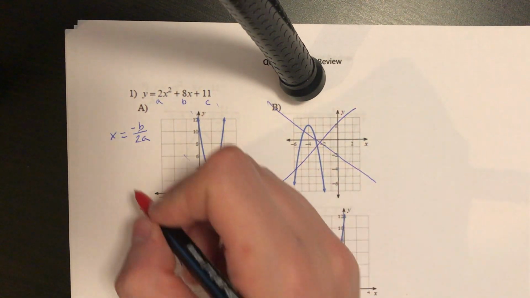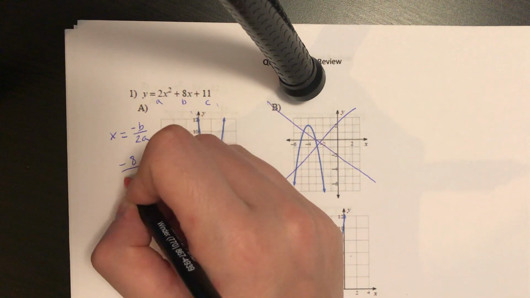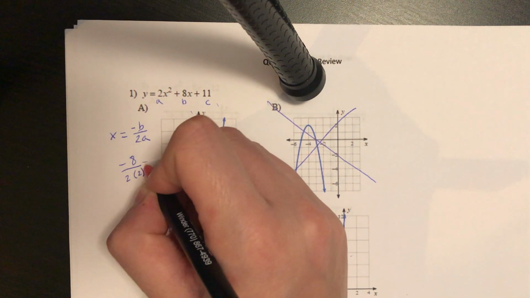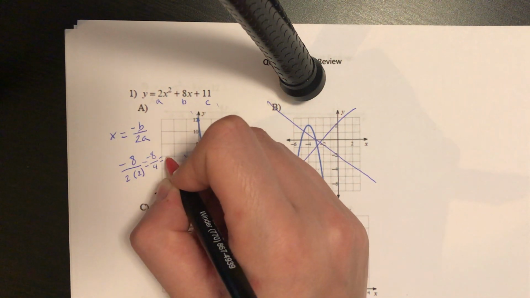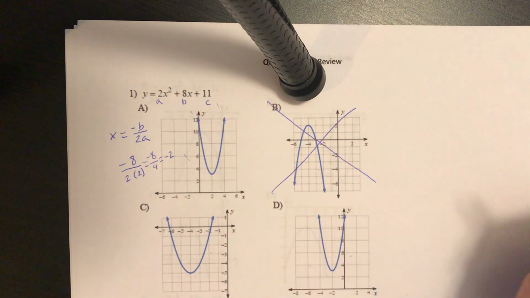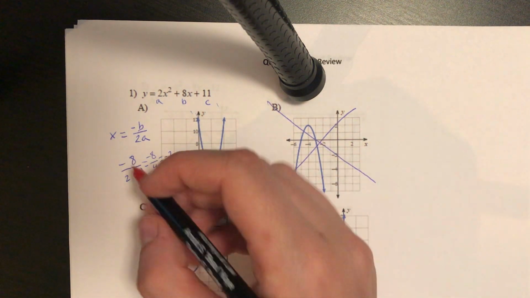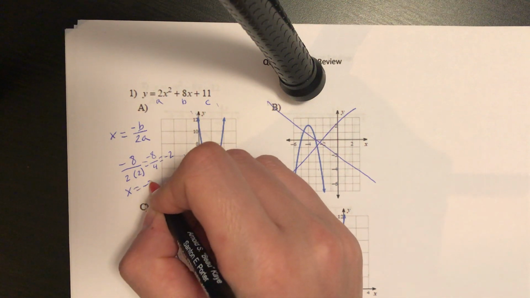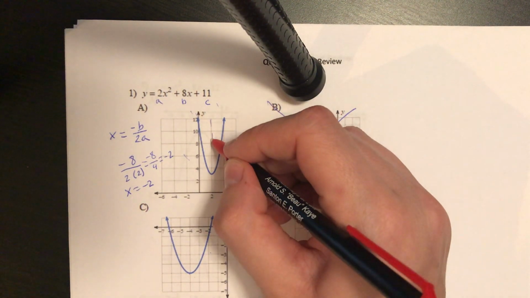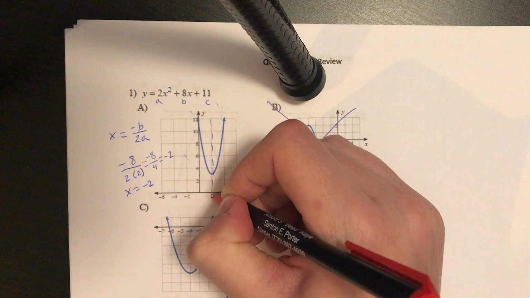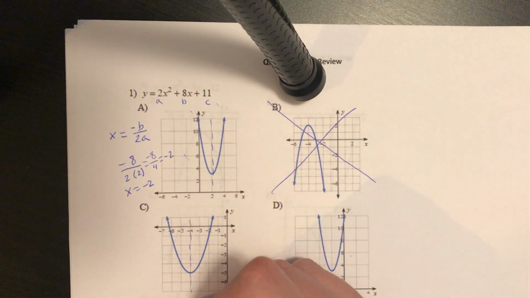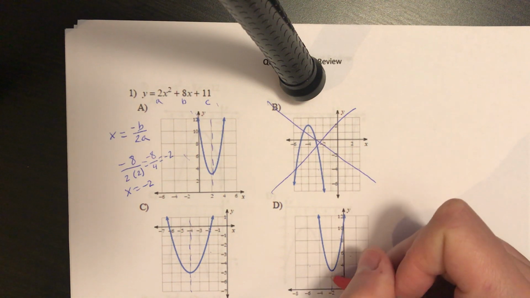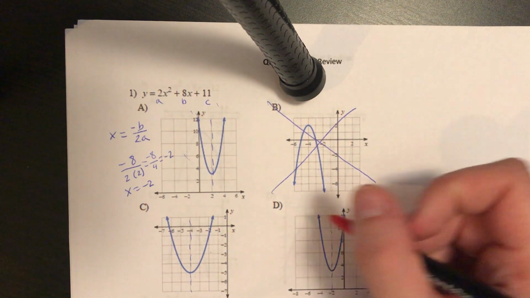But I'm going to do negative 8 divided by 2 times my A, which is 2. So this is negative 8 over 4, or I'm running out of room, sorry, negative 2. So guess which one? Right now, I know my axis of symmetry, just by that, it's got to be negative 2. Now, is this at negative 2? No, that's at 2. This one's at negative 4. This one, ding, ding, ding, is our winner, okay? Our axis of symmetry is at negative 2.